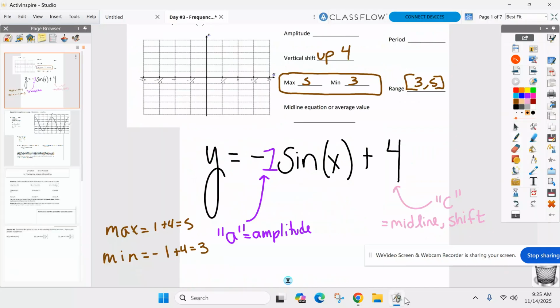Candace, here we go. Amplitude. What's the number out in front? -1. Okay. Oh, be careful now. Remember, amplitude's always positive. So it is 1, not -1, just 1. Everyone good? Amplitude is always positive.